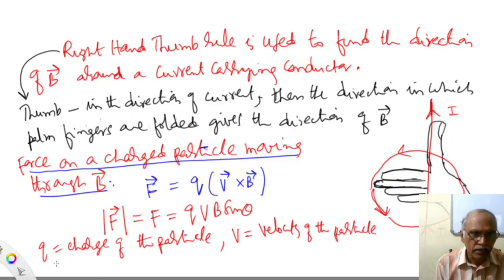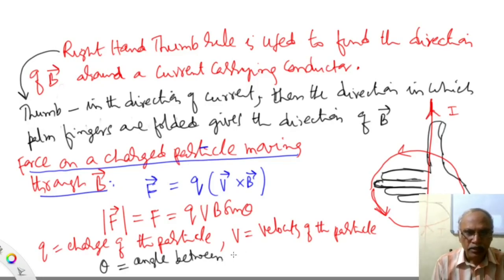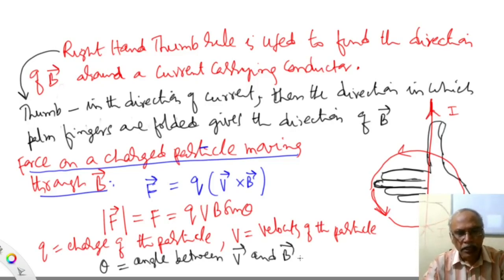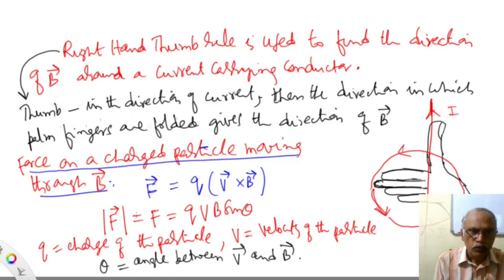Theta. What is theta here? Theta is the angle between the direction of velocity and the direction of magnetic field, the angle between V bar and B bar. So this is a very important relation. Force on a charged particle in the magnetic field: F is equal to QVB sin theta.